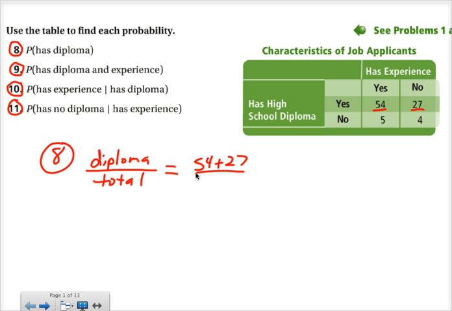And I need to divide that by the total, which would be 54 plus 27 plus 5 plus 4. And that'll give me the total for the entire chart. So 54 plus 27 gives me 81. And then it just so happens that all we're really doing is taking our 81 and adding 9 more, which is 90. And then 9 divides into both of those very nicely. And we get 9/10.